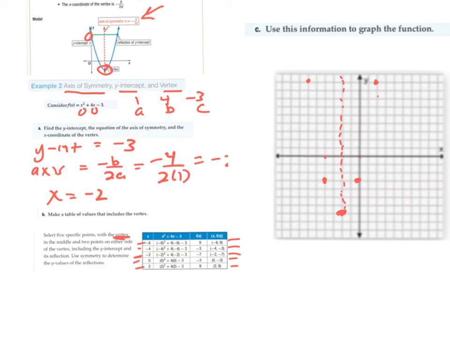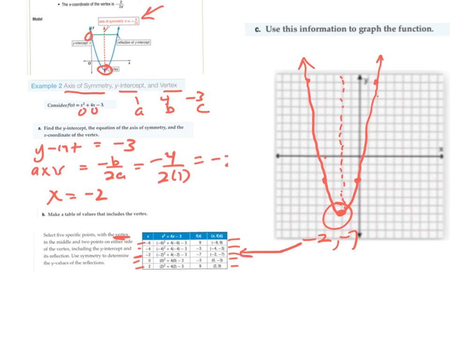Then we connect those with a smooth curve, the best that I can here. We have our parabola with the axis of symmetry at negative 2. And our vertex now is this point, which is negative 2, negative 7, which we found when we plugged in right here into our table.